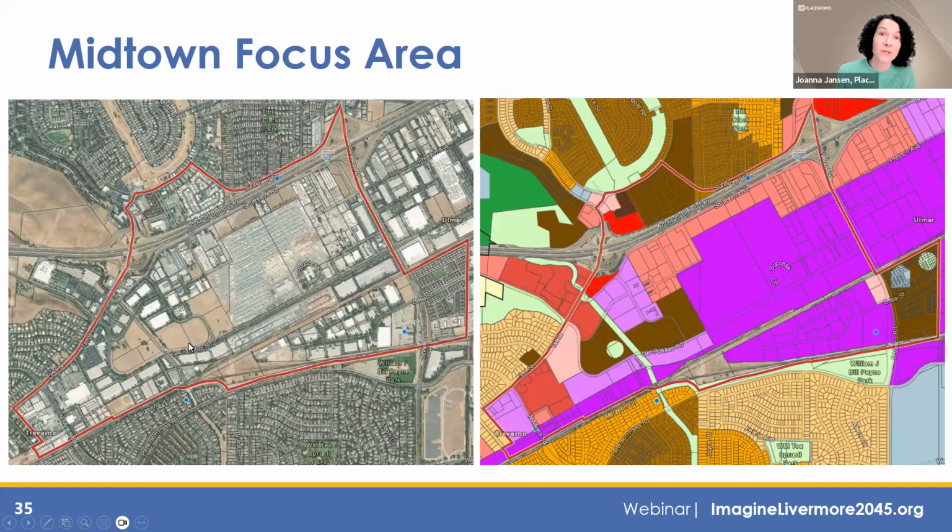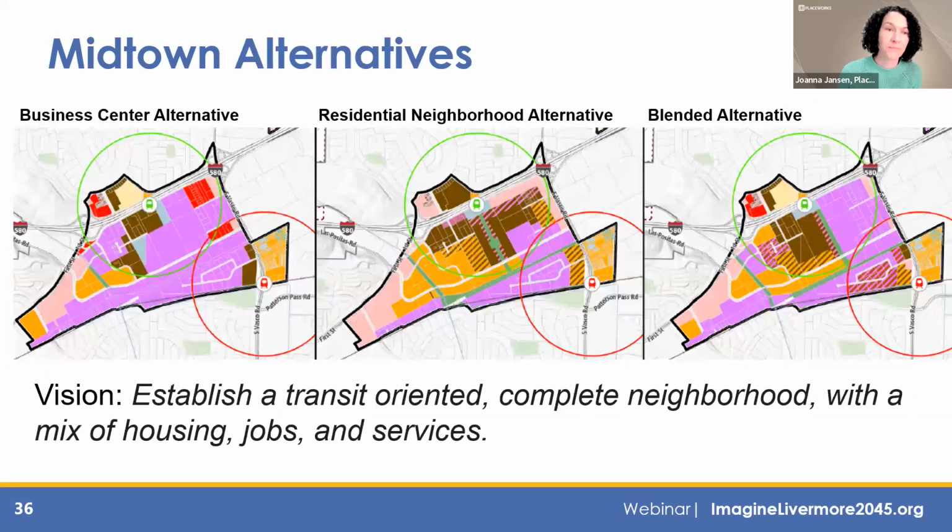So we see that transition already beginning, and we think it's likely to occur and expand as the future Valley Link rail service comes into play. Right now, as you can see on the right, most of this area in the existing general plan is designated for various types of industrial or commercial or business uses. All of these purple colors, the brown, are where we have our more residential locations under the existing general plan. So that would change under all 3 of our potential land use alternatives.